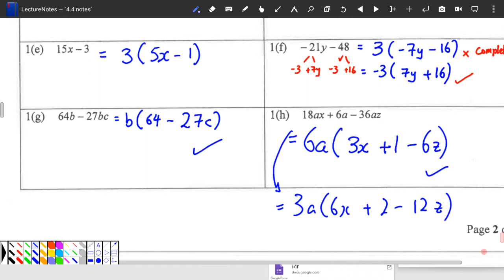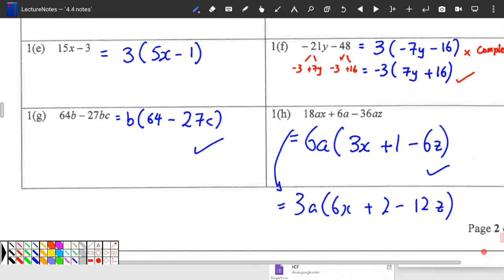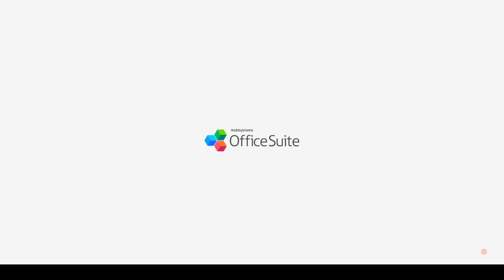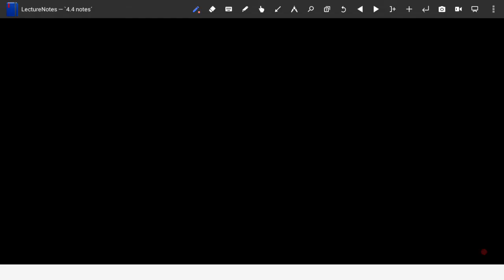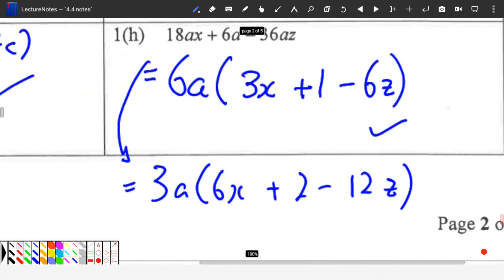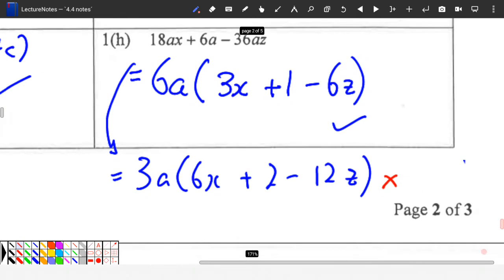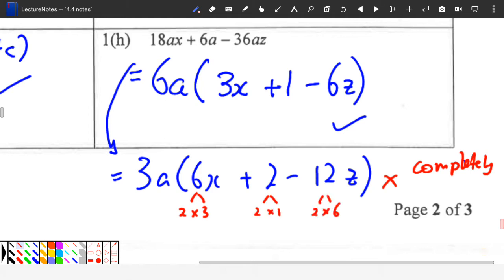Now, can you put a cross here? Don't draw the symbol. Put here "wrong" because of the word "completely." Now, to show you, write down 2 times 3, 2 times 1, 2 times 6. Do you see that all these three numbers have a common number, that is 2? Which means I can take out 2.